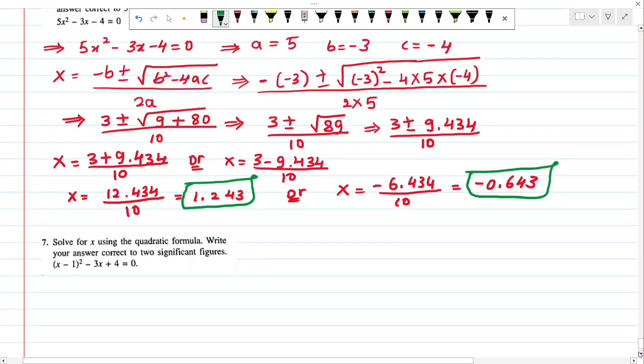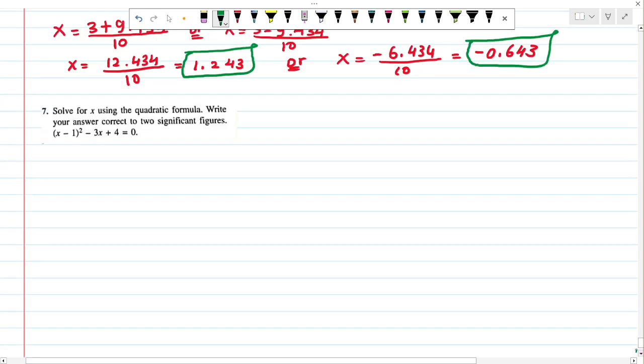We will move to the seventh question, that is, solve for x using the quadratic formula. Write your answer correct to 2 decimal places. So what is the value? x minus 1 whole square minus 3x plus 4 is equal to 0.